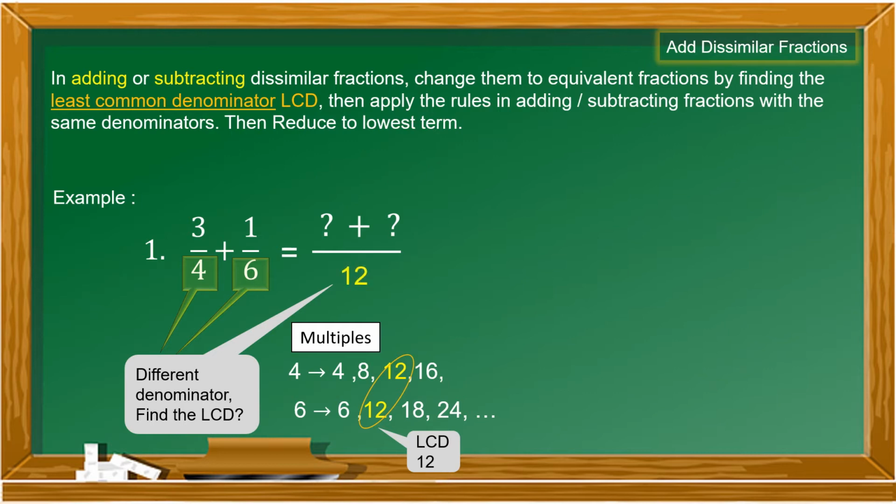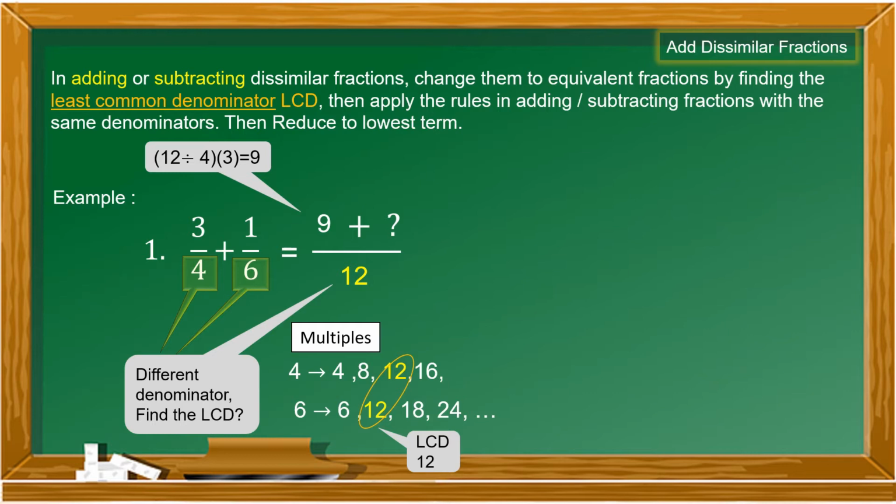The first part of your fraction, to get the answer on the numerator, use the 3/4 in the given problem. Use the denominator 12, divide it by 4 in the denominator. The answer is 3, and 3 multiplied by the numerator 3, the answer is 9.